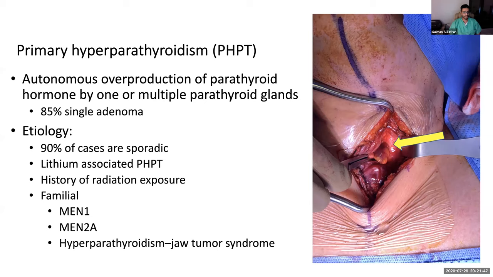There are other etiological factors like lithium-associated primary hyperparathyroidism and exposure to radiation to the head and neck. And also it's associated with familial syndromes like MEN1 and 2, and also hyperparathyroidism-jaw tumor syndrome.